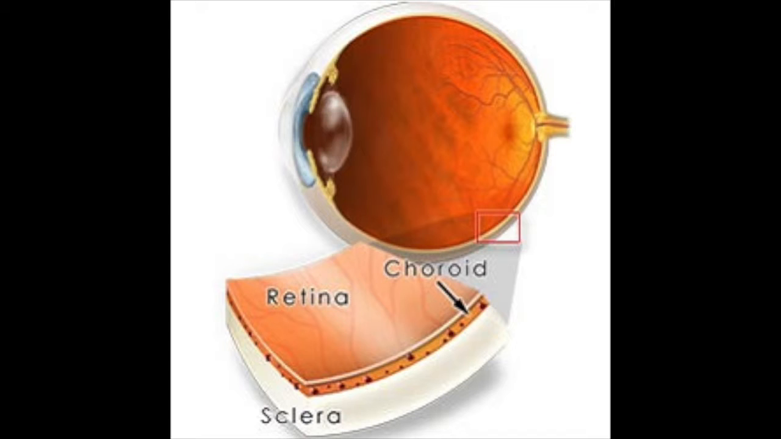The sclera maintains, protects, and supports the shape of the eye. It includes the cornea. The choroid provides oxygen and nourishment to the eye. It includes the pupil, iris, and lens. The retina allows us to piece images together. It includes rods and cones.